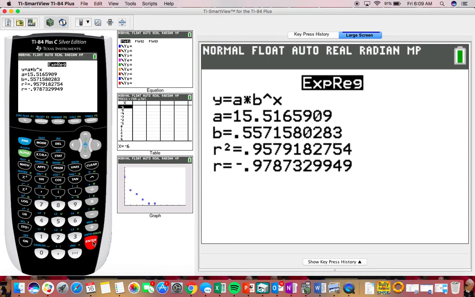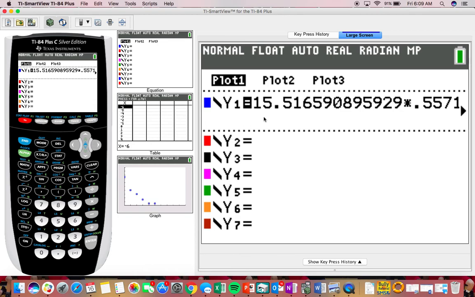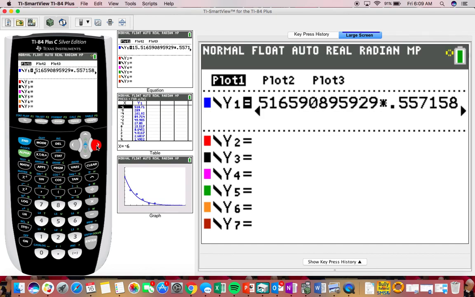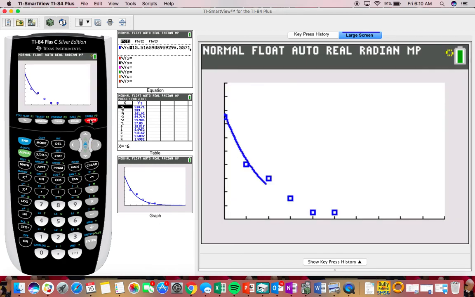Alright. So, at this point, you see that we get the same thing. There's your 15.52, there's your 0.56. And now when you go to your y equals, you notice that it's already got the equation in there for you. So it's got the 15 and all the decimals. It's got the 0.56 and all of its decimals. And then way down here, it's got your power of x. That way you don't have to type in or write down all of those decimals. Now, when you hit graph, you should be able to see your exponential equation graphed along all of those points.